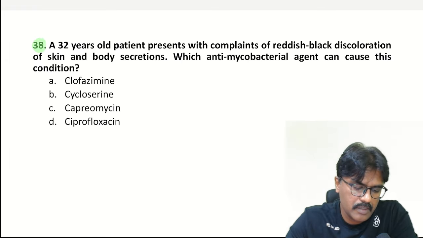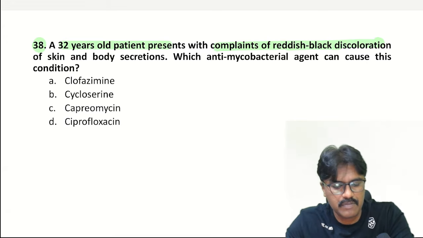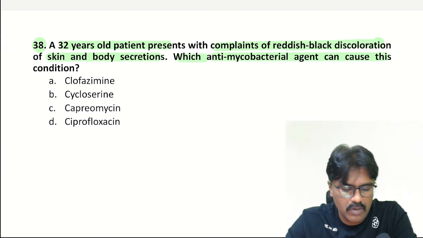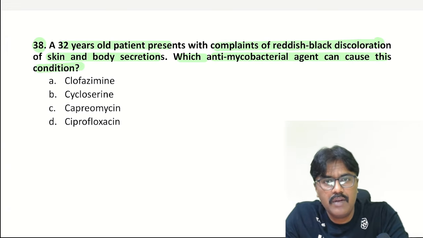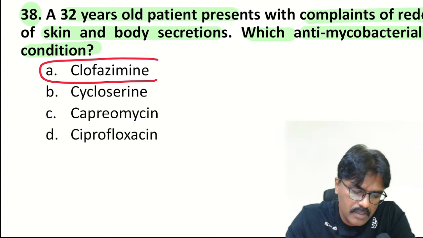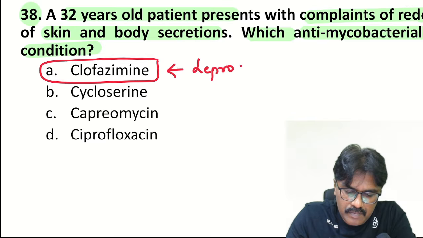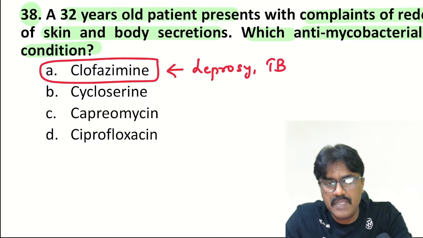Question number 38. A 32-year-old patient presents with complaints of reddish black discoloration of skin and body secretion. Which antimicrobial agent can cause this condition? Just now I told you rifampicin can do that, but one more drug which can do that is clofazimine. It's a drug used for leprosy and also nowadays for MDR TB. It is basically a dye, that's why it can cause discoloration of secretion.